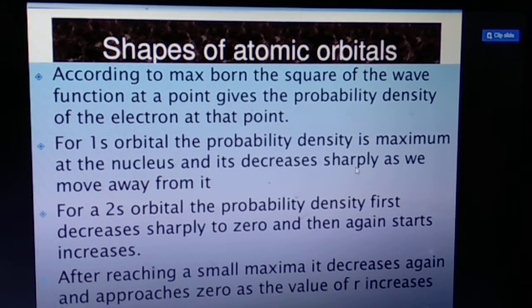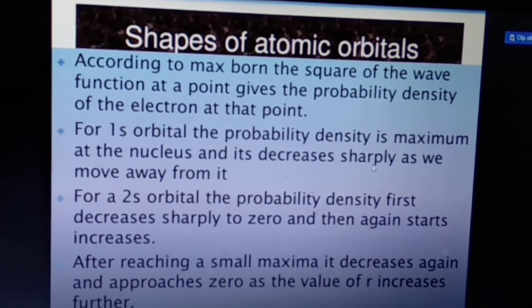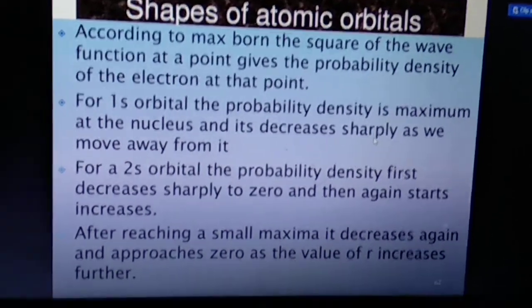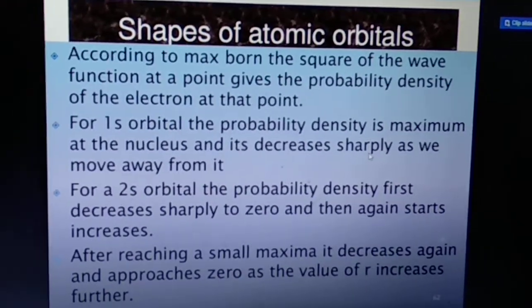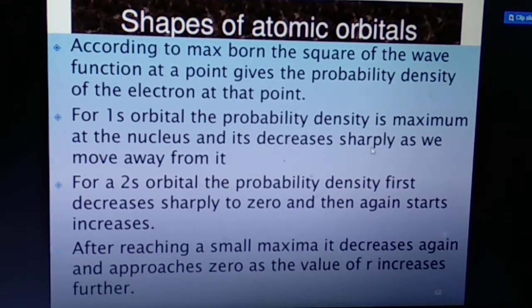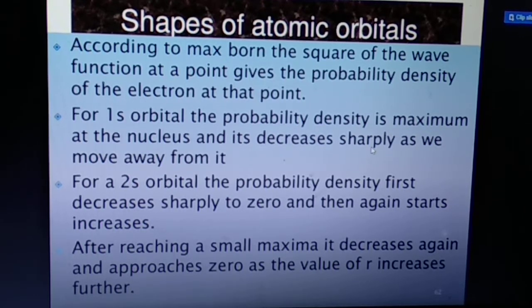Now students, the most important topic of the chapter is shapes of the atomic orbital. My dear students, everybody knows what orbitals are. An orbital is the three-dimensional space around the nucleus where the probability of finding the electron is maximum. Previously we discussed these orbitals. Now, shapes of the atomic orbital, today's topic.